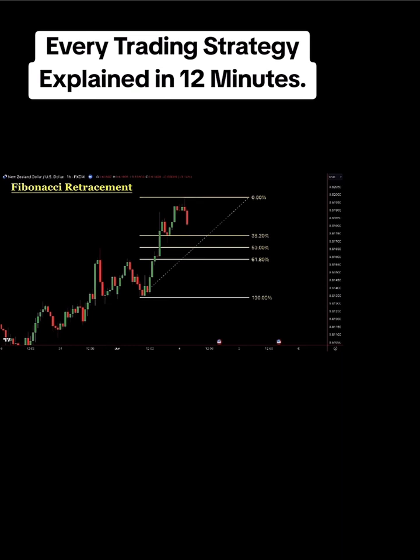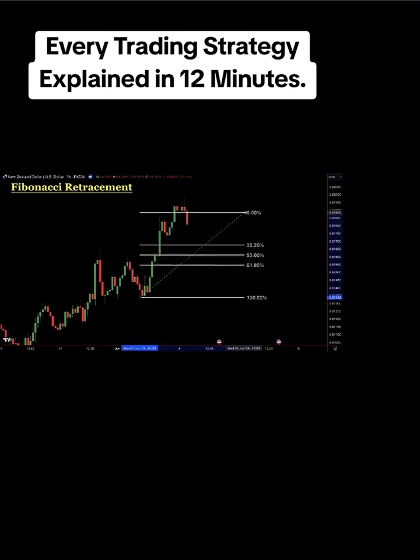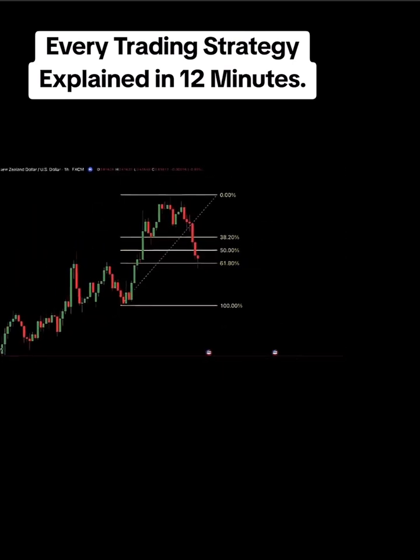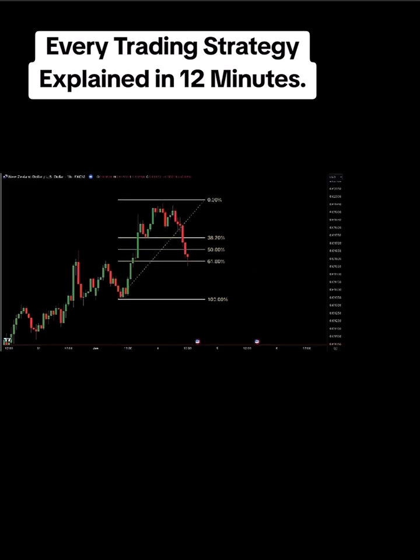Fibonacci retracement. Fibonacci retracements identify potential support and resistance levels during pullbacks. To use it, mark a swing low and swing high and apply the tool. Key levels like 38.2%, 50%, and 61.8% often act as turning points. For example, a pullback to the 61.8% level in an uptrend can signal a buy opportunity.